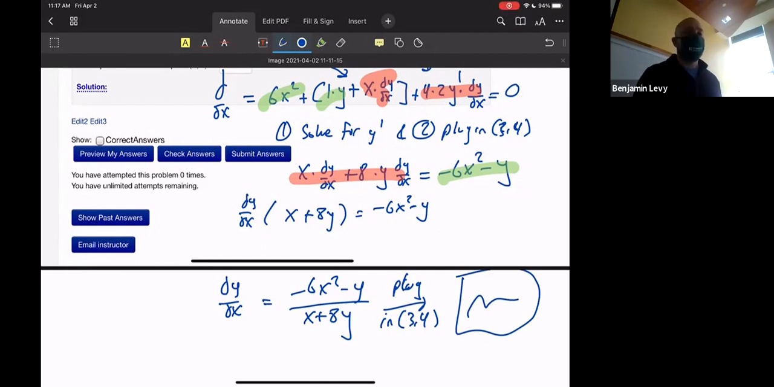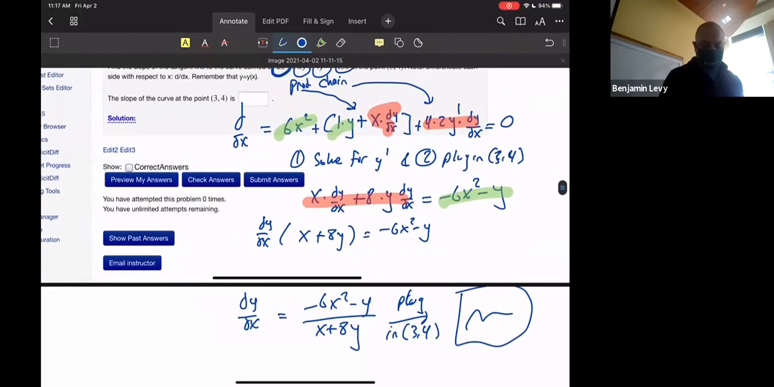And a lot of them do this kind of thing where it wants you to solve for y prime and then plug the point in. This is definitely one of those problems. What do you think? Does that clarify that one for you? Okay. Other homework questions?